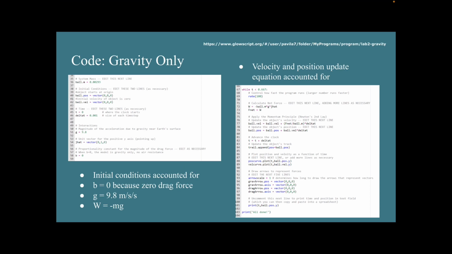In the gravity-only code, the initial conditions were accounted for, including the ball's mass, initial position, and initial velocity as calculated in the previous slides. In this case, the drag force constant b is set to 0 because we are only taking the force of gravity into account. In the while loop, the net force equation was set to equal the weight force, mass times 9.8 meters per second squared. Meanwhile, the position update and velocity update equations were changed to ensure the values were changing in iterative steps.